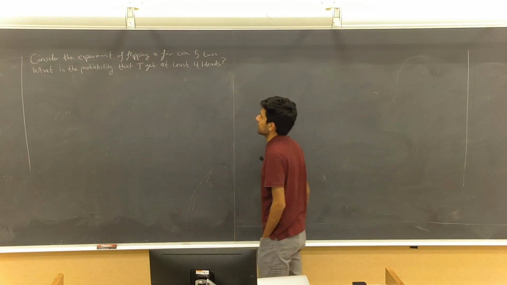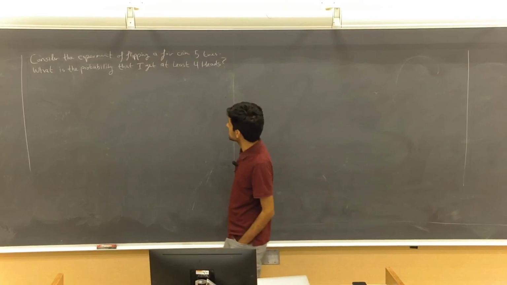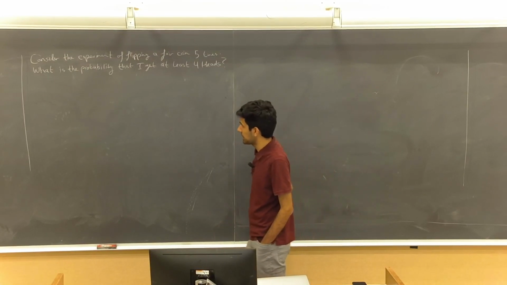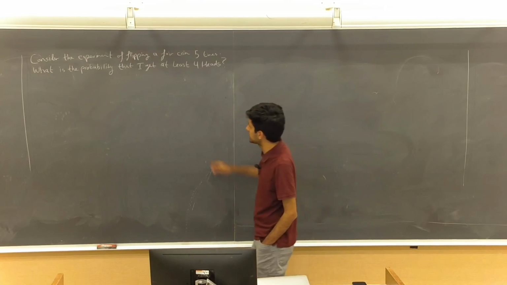Okay, so the question we're looking at is we're asked to consider an experiment of flipping a fair coin 5 times, where the coin flips are independent of one another. What is the probability that I get at least 4 heads?